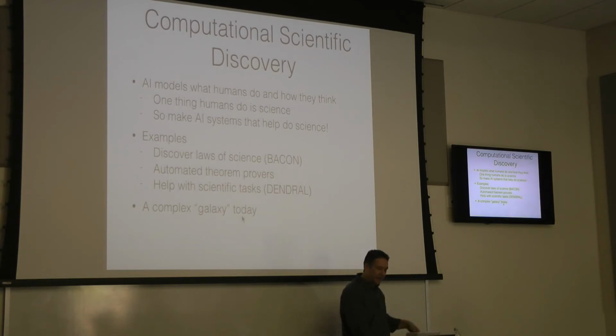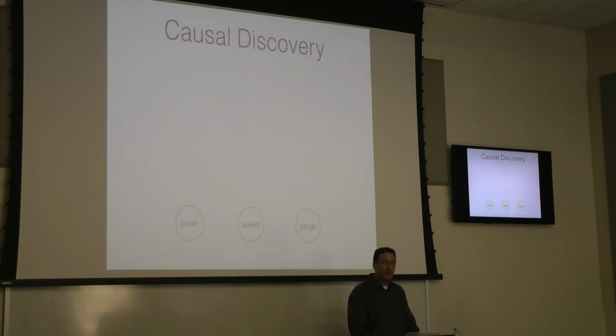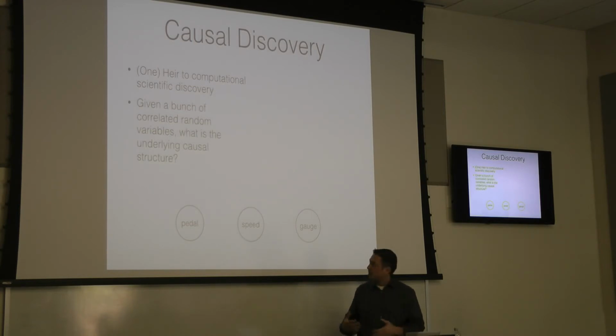So there's all this stuff in this area, and within that, an especially promising area, I think, is something called causal discovery. And we're going to have a few speakers on that. So just to give you a quick sense of that, in causal discovery, which is one thing coming out of this older computational discovery literature, there's this problem where you've got a bunch of random variables, and you know they're correlated, but you want to find the underlying causal structure.